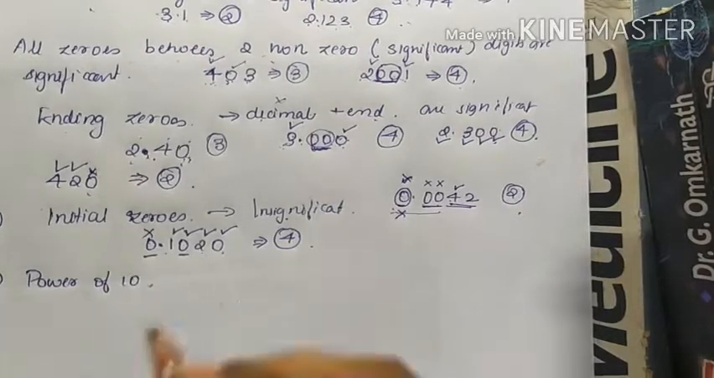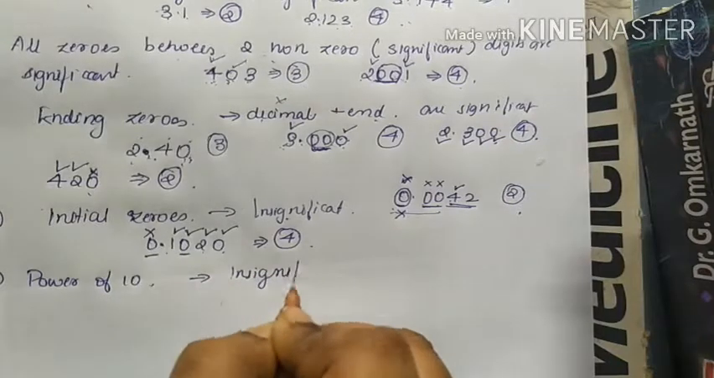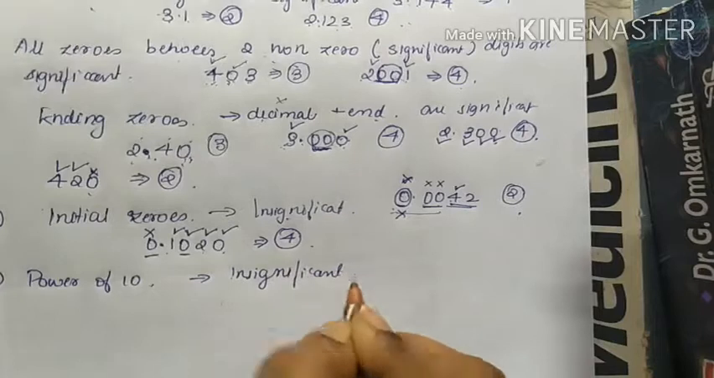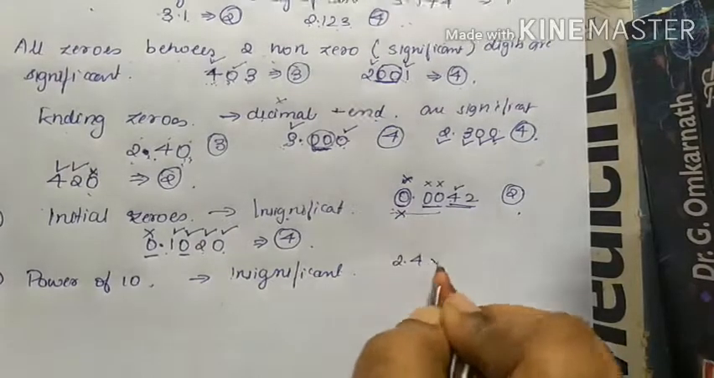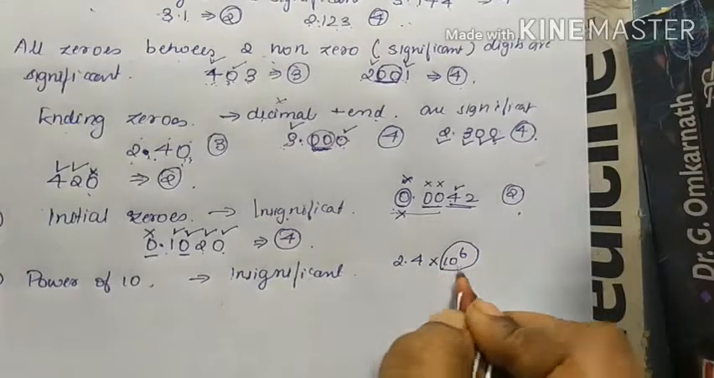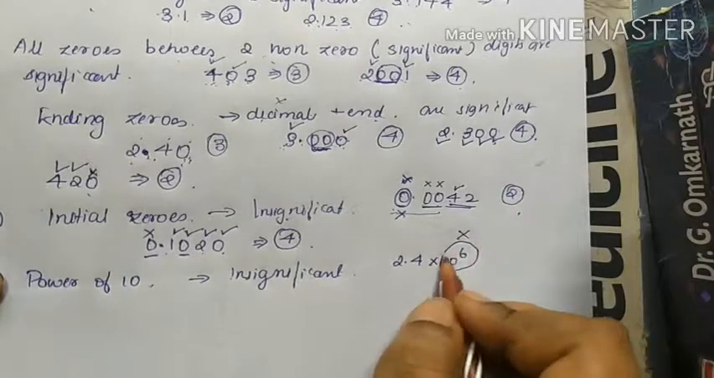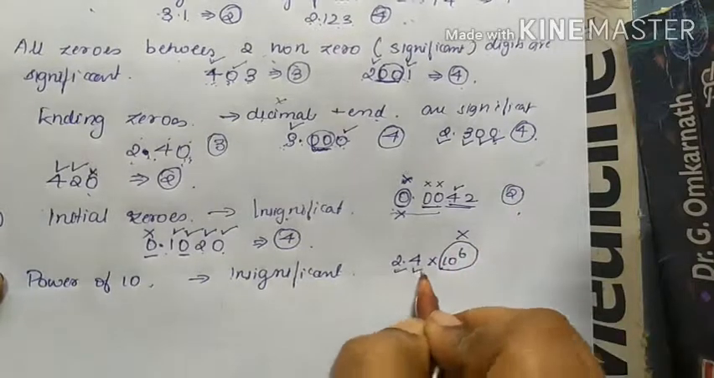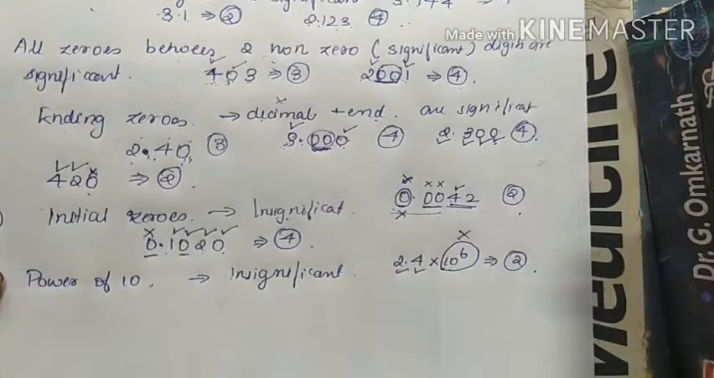Right. So powers of 10 are all insignificant. That is, say 2.4 into 10 to the power 6. Out of this, 10 to the power 6 is the power of 10, right? So this power of 10 is not significant. So only 2 and 4 are significant, hence the number of significant figures is 2.